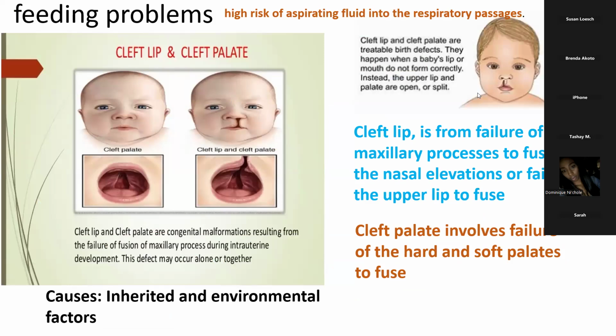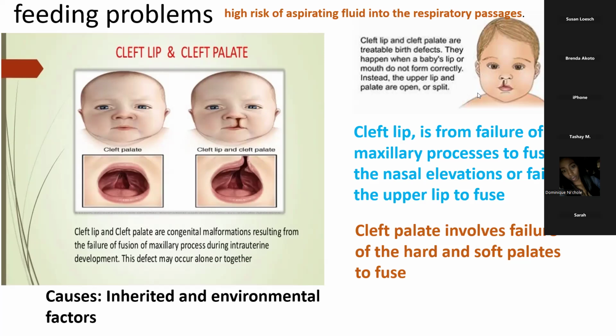All right, cleft lip and palate. This is genetic. It's considered a congenital issue here. Usually it's inherited or due to some sort of environmental factors when they're in utero. I would know the difference between the two of them. So the lip is failure of the maxillary processes to fuse with the nasal elevations, and palate is where the hard and soft palate doesn't fuse.